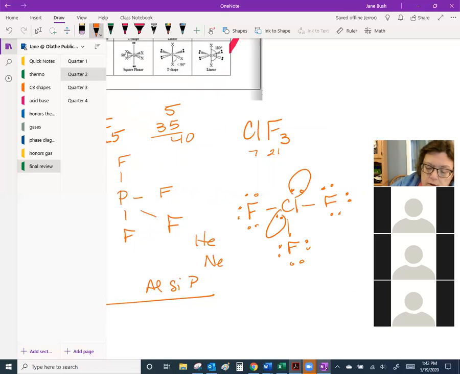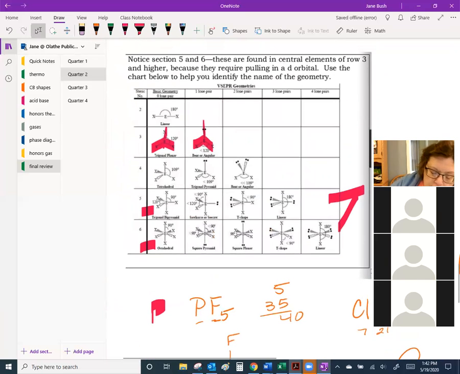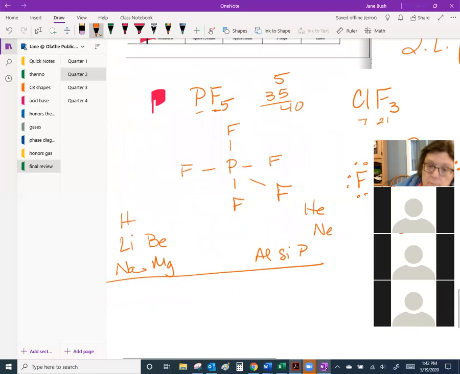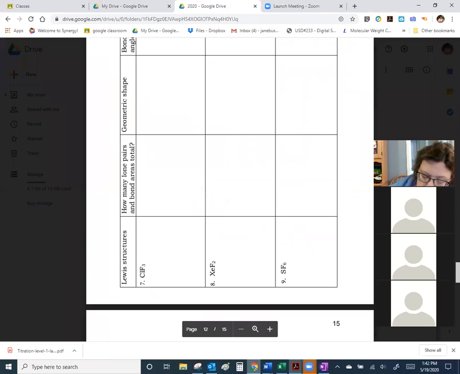So let's count. I have 2 lone pairs and I have 3 bonds. That's a total of 5. So if we go back up here to the 5, I have 2 lone pairs, 3 bonds. The name of that guy is the T shape. Okay? Make sense? Yes. All right.